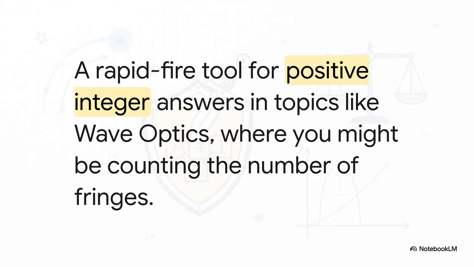Factorization is your rapid-fire tool. In topics like wave optics, maybe you're calculating the number of fringes or something. You're looking for a positive integer. Using the full quadratic formula here? Total overkill. Factorization gets you to the answer in a fraction of the time.